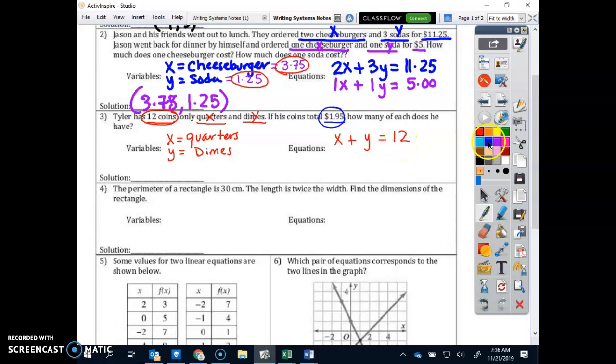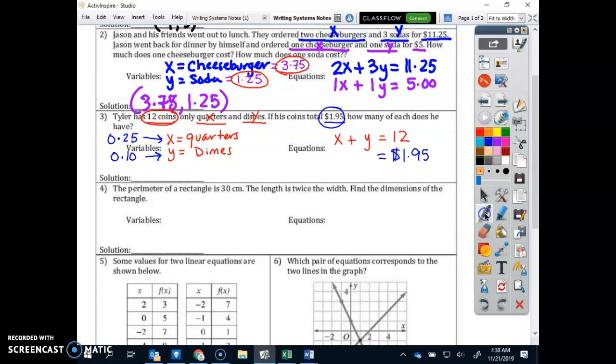Okay? Now I need a money equation because my total is $1.95. Well, they didn't give me any more money. But you guys have to understand that quarters cost a certain amount and dimes cost a certain amount. How much are quarters? Quarters are 25 cents. So 0.25 are quarters. How much are dimes? 10 cents. 0.10 are my dimes. So those are the numbers I'm going to use to write my equation.